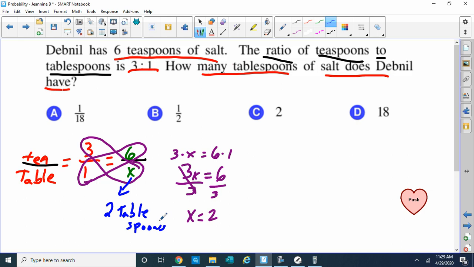...is what amount of salt Denville will have. So the answer would be 2, and that's choice C.